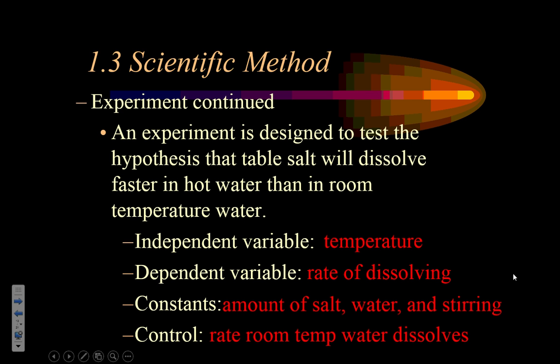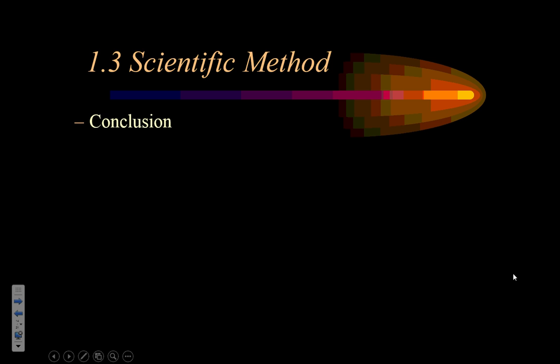Really test: when it's hotter, does it dissolve faster? And then I could look at making it hotter yet. Does it continue to dissolve faster? So I can really expand my experimentation from there. But that would be an example of identifying the different parts of an experiment, and there are numerous questions on the test related to those ideas.